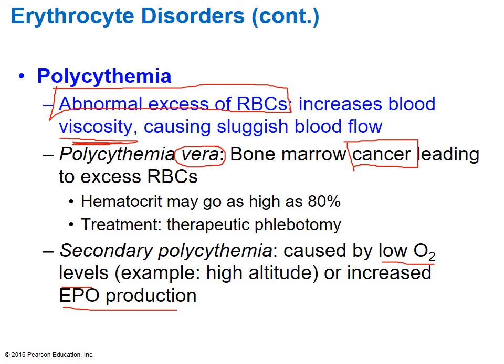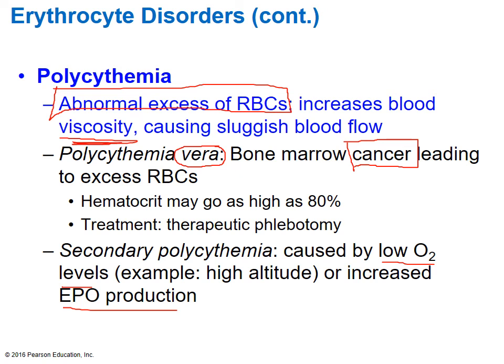So for instance, things like being exposed to an environment at a higher altitude. So maybe, for instance, you decide that you want to travel to Aspen because you want to go skiing. When you get there, the air is thinner, it's a higher altitude. So what your body will do is it will notice that it will have a harder time drawing in enough oxygen, so it will temporarily increase its red blood cell production. And that would be an example of secondary polycythemia.